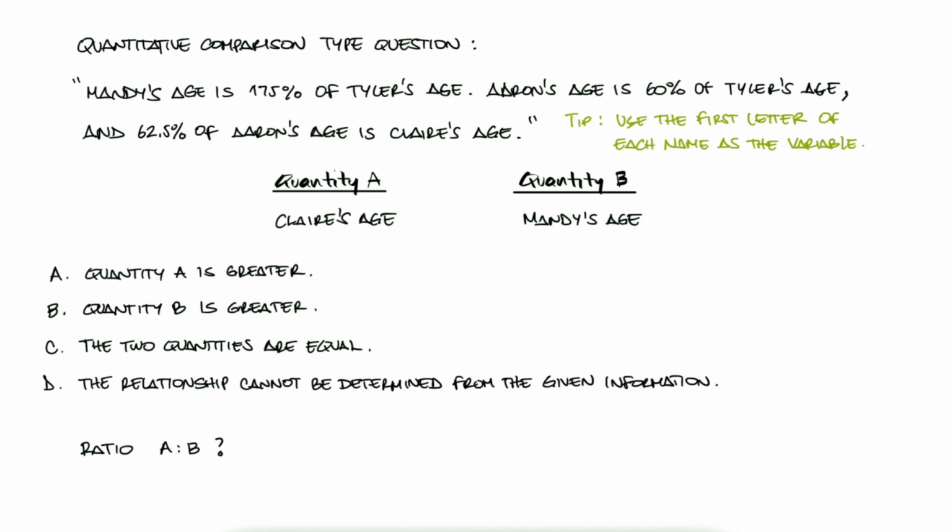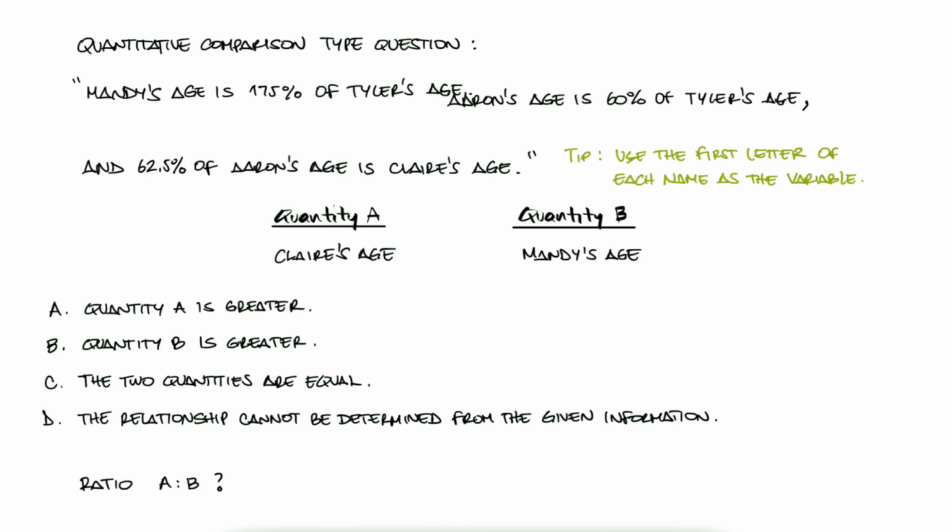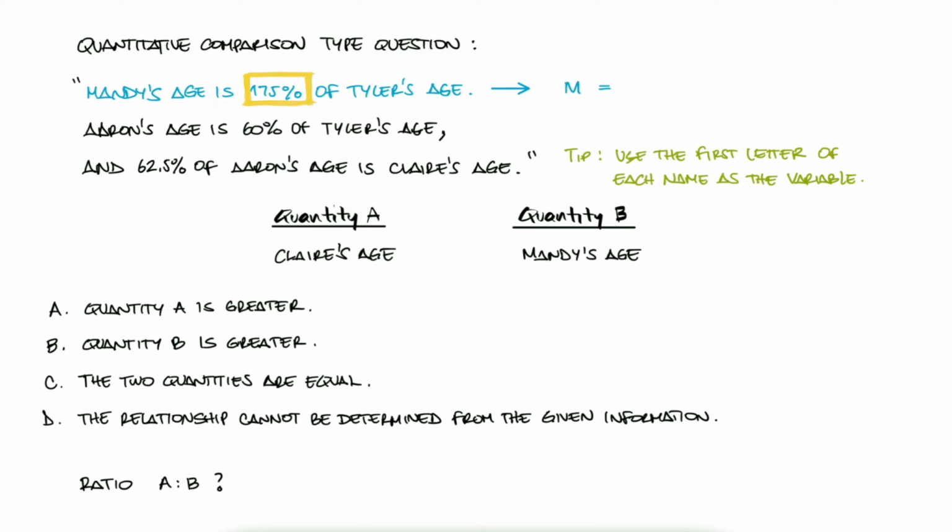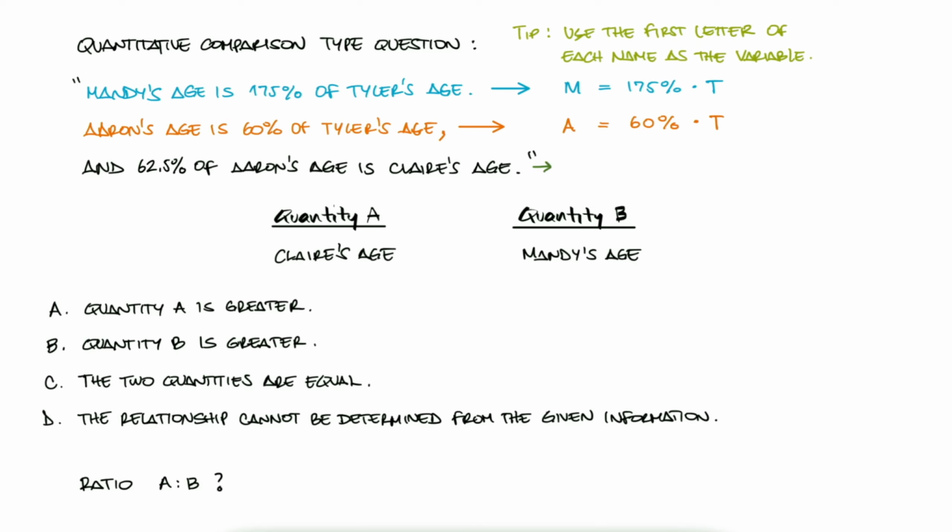So for example, as we read this problem, we can write equations using what we learned in the main lecture video about percentages. The first sentence would be M is equal to 175% times T. The second sentence would be A is equal to 60% times T. And the third sentence would be 62.5% times A is equal to C. Since this is a comparison question, we are looking to find the ratio C to M. This will easily let us know which one, C or M, quantity A or quantity B, has a greater value.